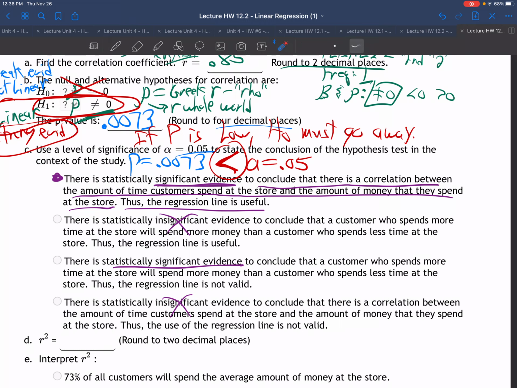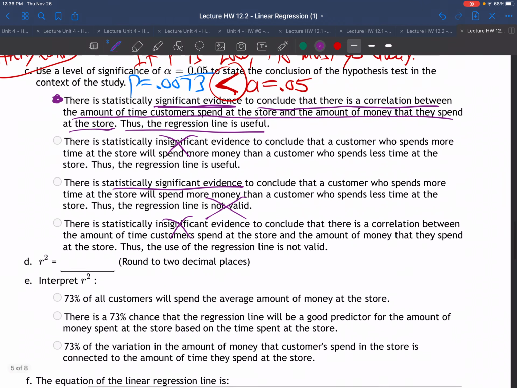What did the other one say? Statistically significant evidence to conclude that the customer who spends more time at the store will spend more money than a customer who spends less time at the store. Thus, the regression line is not valid? No, the regression line is valid. There's the mistake on that one.